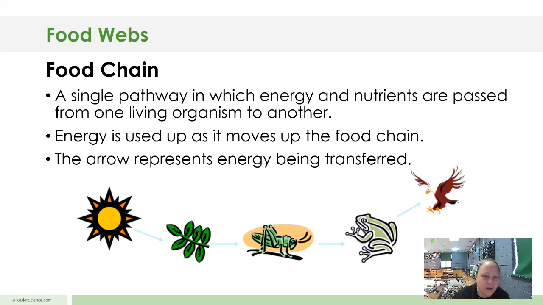So if you can see, you start with the sun, then it goes to the plant, and then to the grasshopper, and then to the frog, and then to the eagle. These arrows in that direction, even though that's saying the plant consumes the sun's energy, the grasshopper consumes the plant's energy, it also is showing that transfer of energy. The sun's energy is transferred to the plant, the plant's energy is transferred to the grasshopper, and so on.